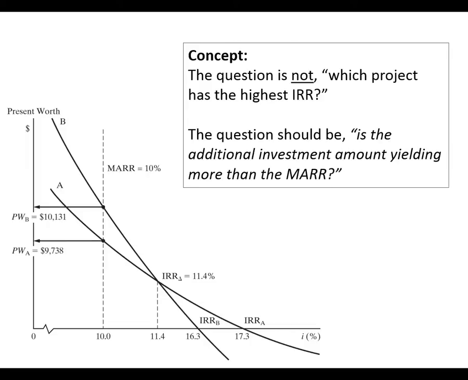So again, if I asked you to use the internal rate of return to compare alternatives, that would be a trick question. Because the trick is that you'd be tempted to calculate the IRR of both and then pick the one with the highest IRR. But what you really need to do is find the difference between the two cash flow diagrams and then calculate the IRR on the difference.